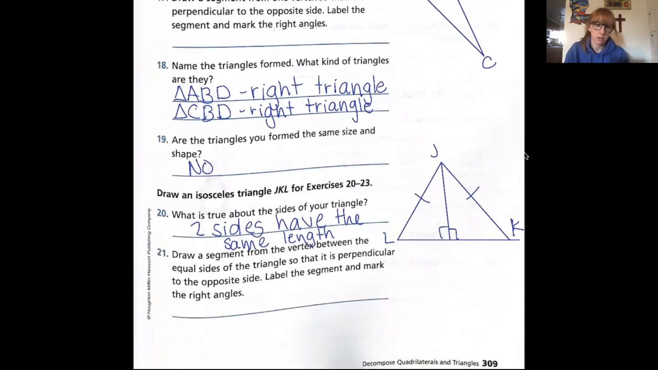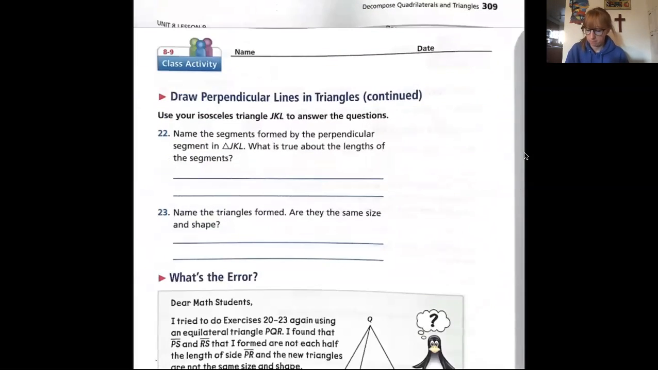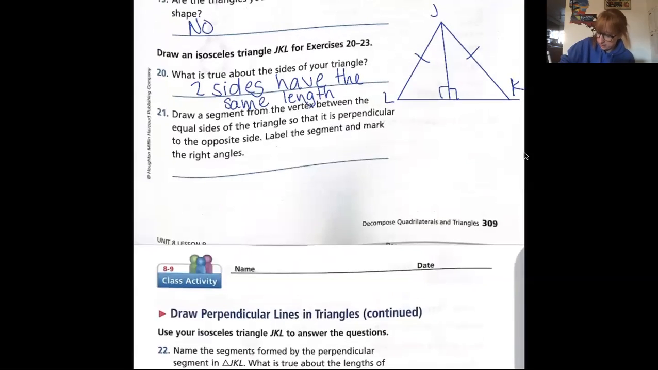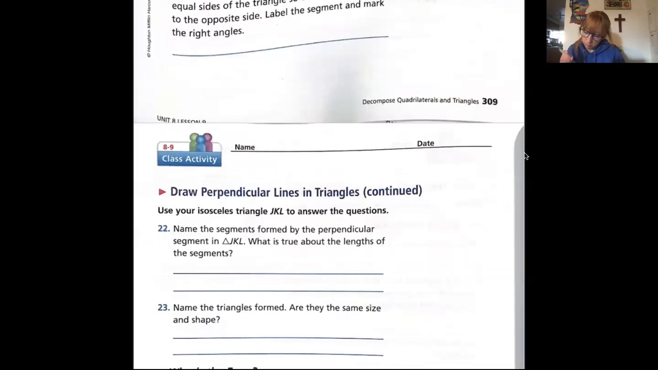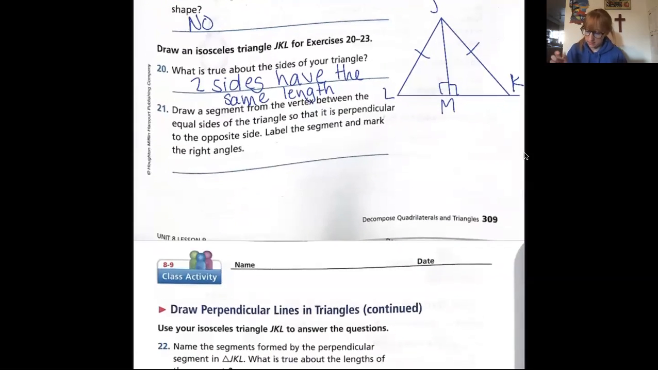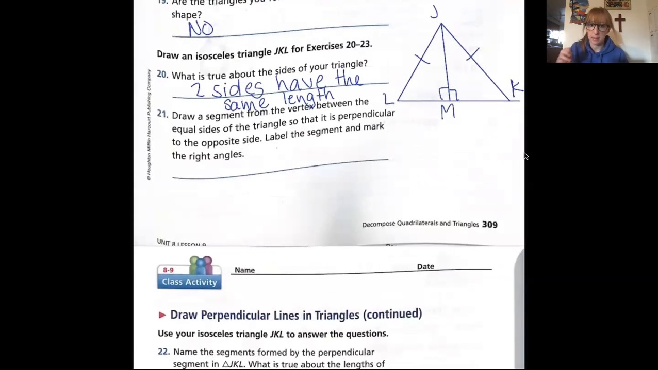So we're going to use this triangle that we've drawn for the next couple questions. So just make sure that you go back to it. So 22, it says name the segments formed, and I need to add one here. Name the segments formed by the perpendicular segment in triangle JKL. What is true about the line segments? So we're talking line segment LM. So I would do line segment LM and line segment MK.